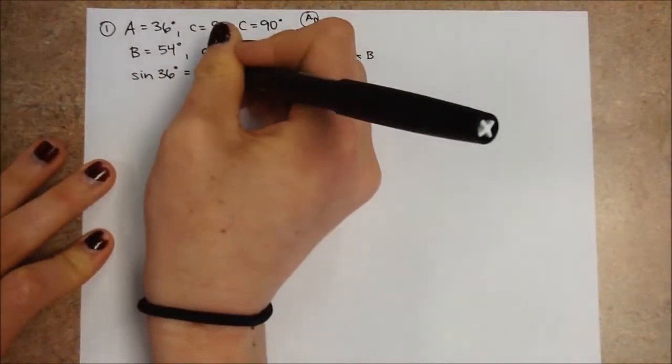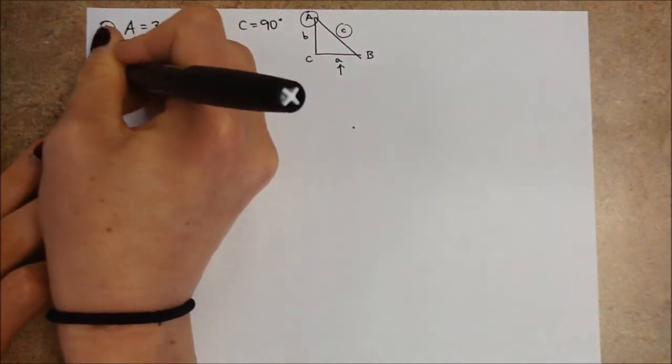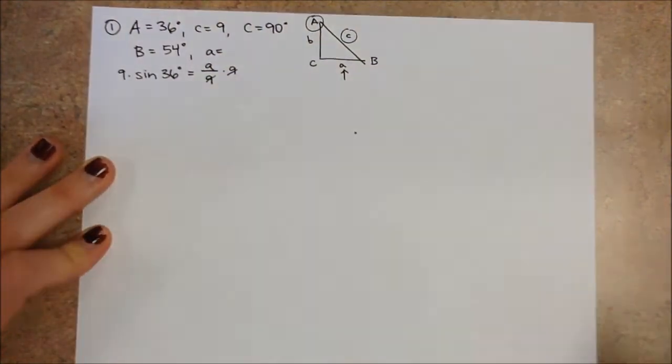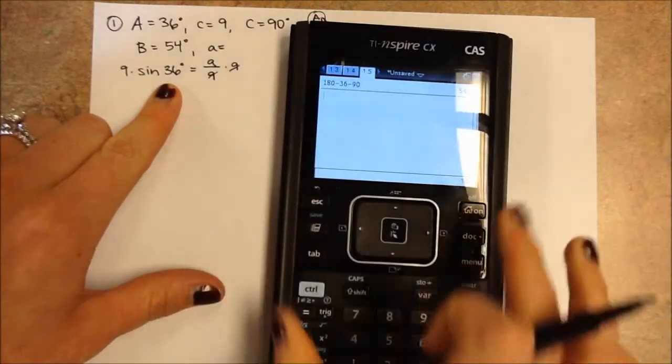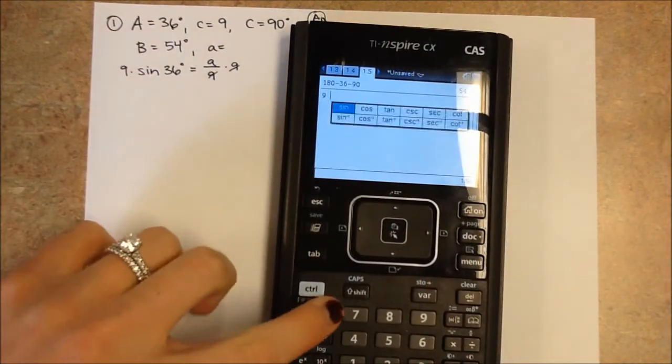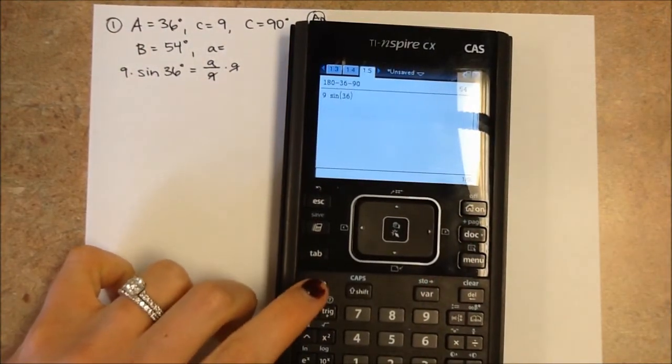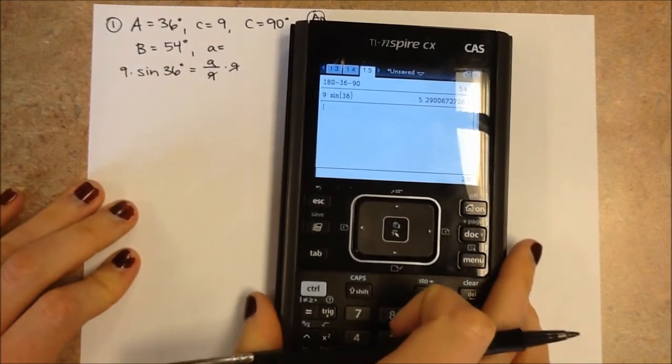To get A by itself, all you have to do is multiply both sides by 9. So this will cancel, and we'll get A by itself. I'm just going to plug this into my calculator: 9 times the sine of 36 degrees. And we get about 5.3.